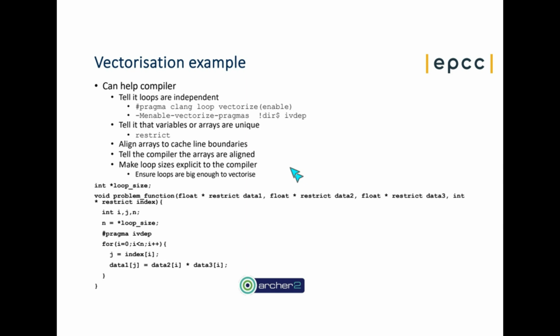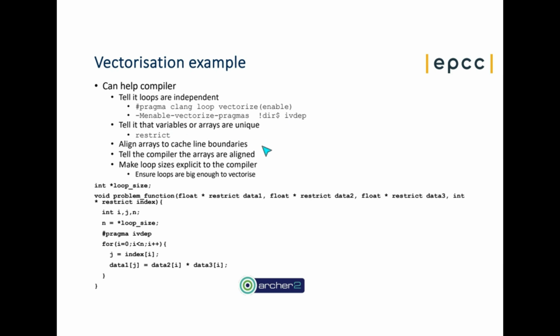Okay, so how do we help the compiler? Depending on which compiler we're using, we can tell it the loops are independent. So for example, for the Clang compiler, so that's the Cray C compiler, say hash pragma clang loop vectorize enable. Or IVDEP is for Fortran. Tell it you're making correct use of the restrict keyword, which says that no two pointers will ever point to the same thing.